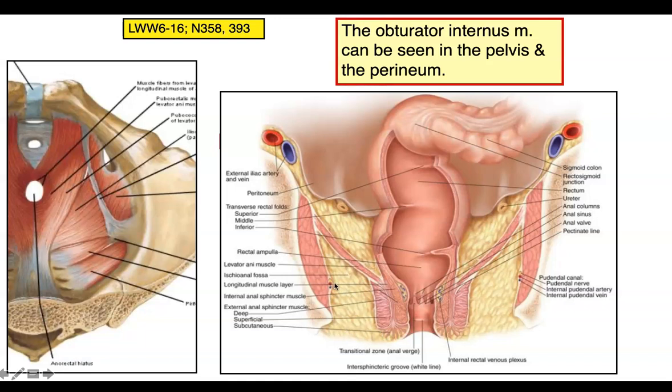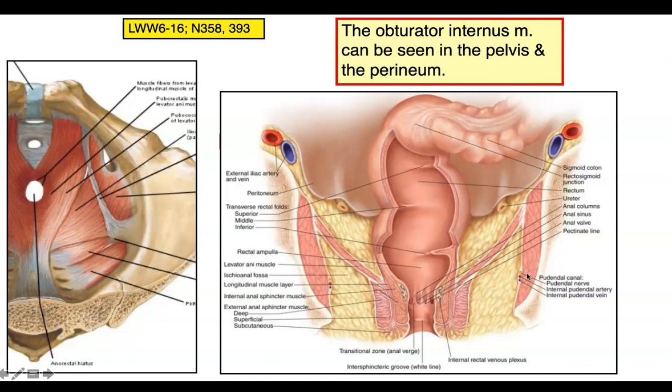See, the major content of the ischial fossa on each side of the rectum is fat. And this fat is important. This ischial fossa is full of fat. It gives support to the rectum, anal canal, and also other pelvic organs.